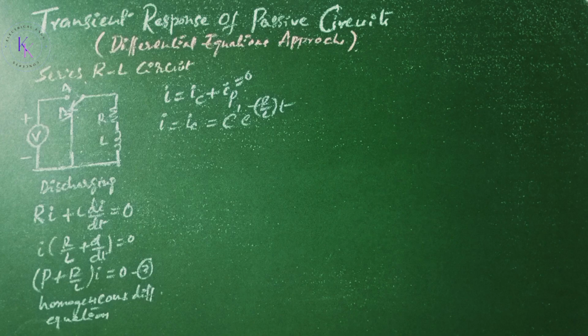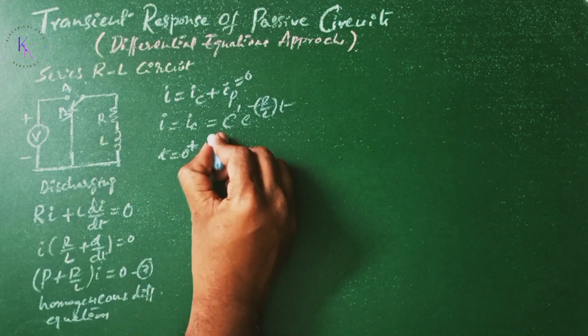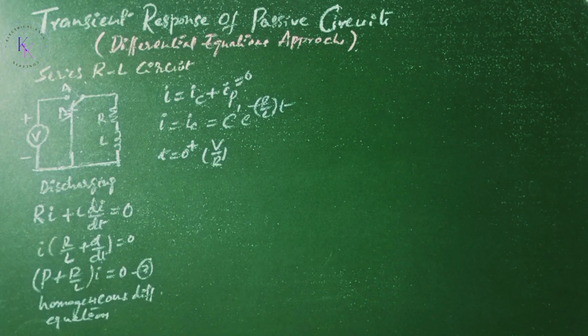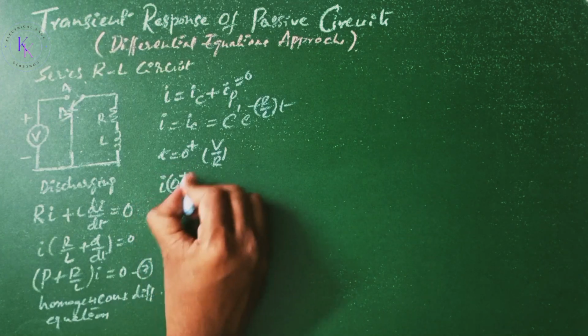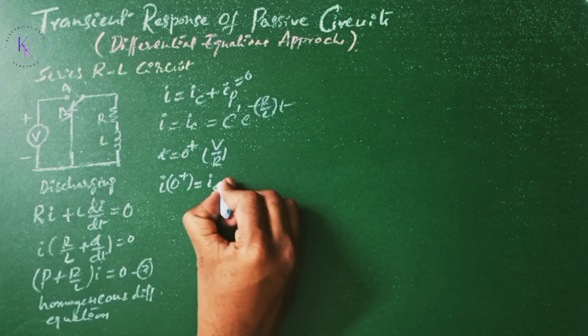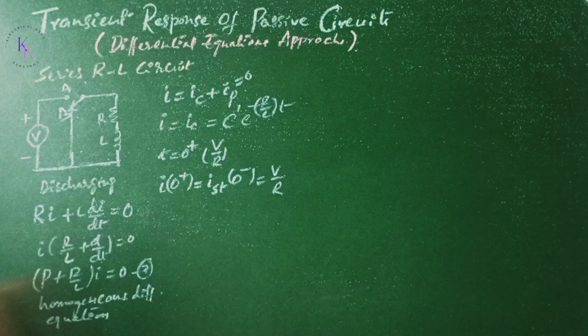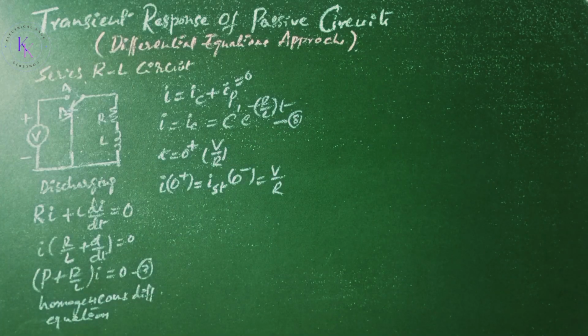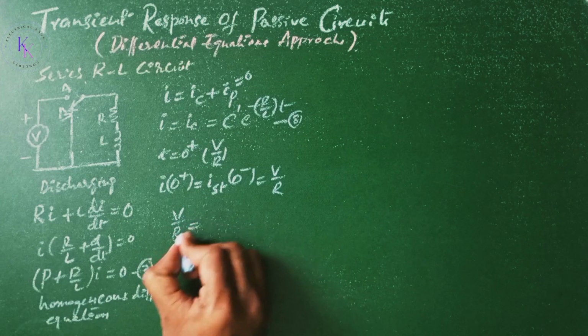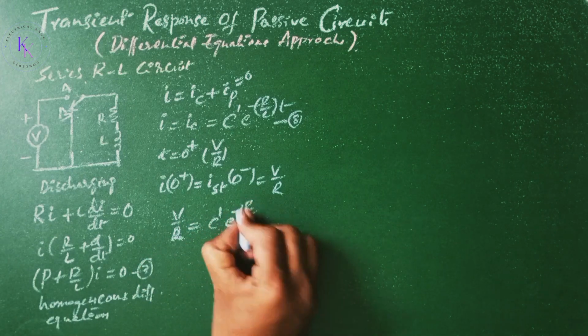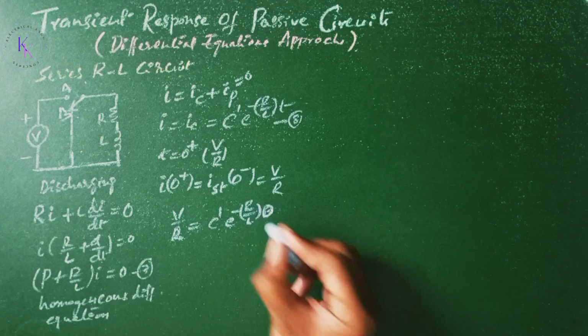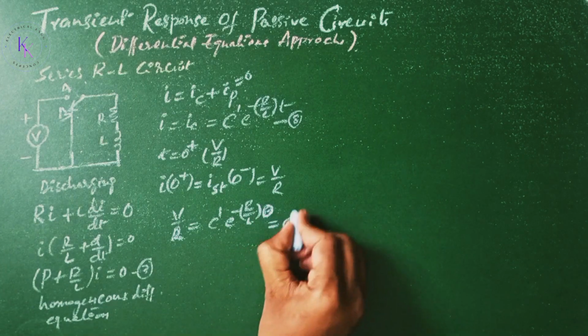However, at time t equals 0 plus, the inductor will keep the steady state current, that is V/R, even though the switch is thrown to position B, short circuiting the charged RL circuit and withdrawing the voltage source. That means i(0 plus) equals i_st(0 minus), which equals V/R. Let this be equation number 8. Now from equation number 8, V/R equals C dash e to the power of minus R/L t, where t is 0 in our case, that equals C dash.